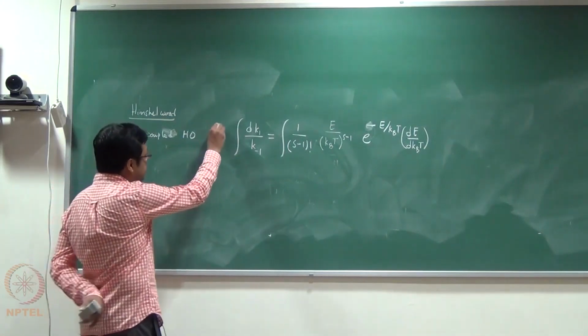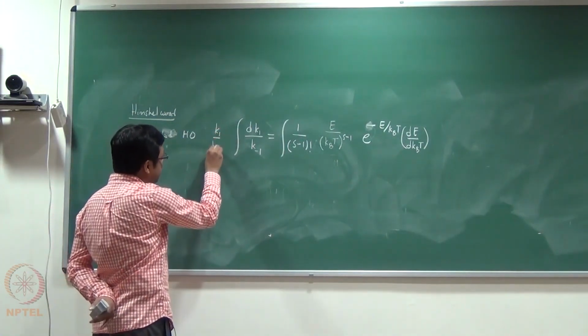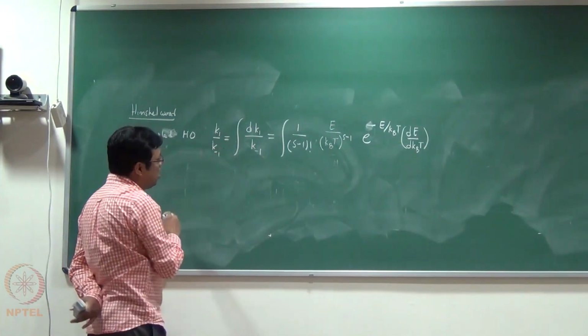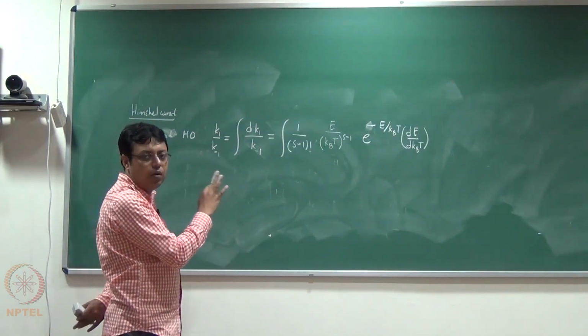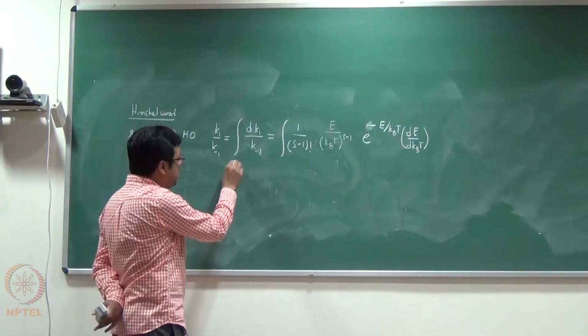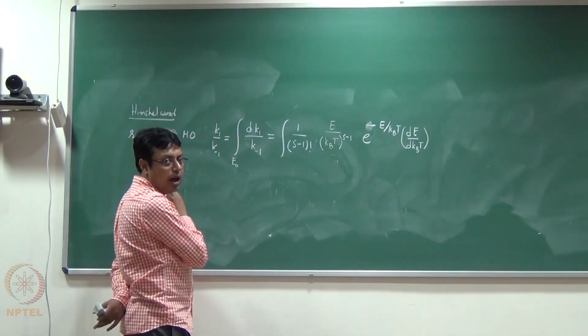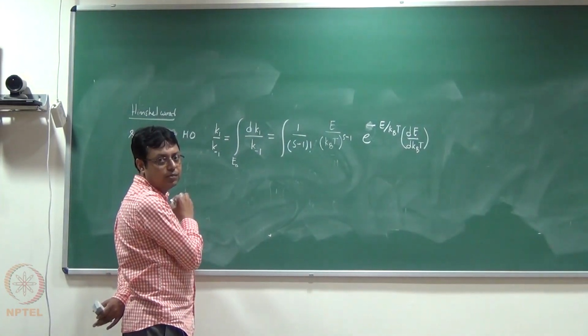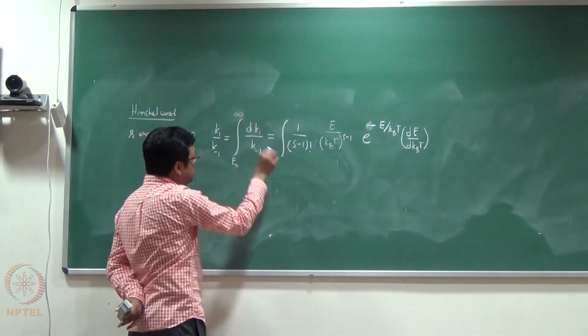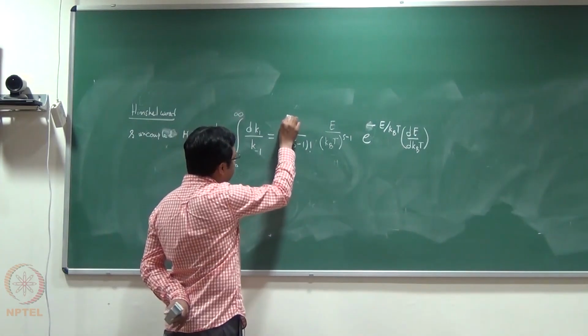Basically I am trying to calculate this quantity k1 by k minus 1. I just cannot calculate over all the energies. Why? Because I need a minimum energy for the reaction to happen. Otherwise the reaction will not happen. So then the integration will be something like this.